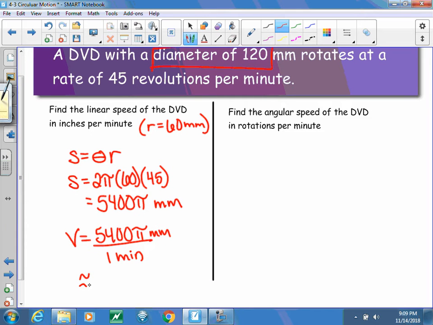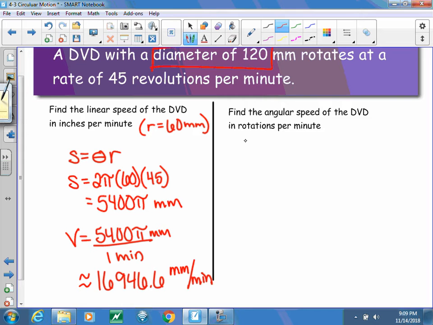If I now approximate this, I'm going to get about 16,946.6, and that's going to be millimeters per minute. Again, it's a very large number, but we are measuring in millimeters. If we had something like measuring in feet, it's going to be much less.